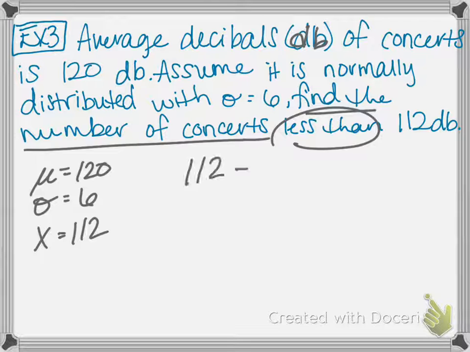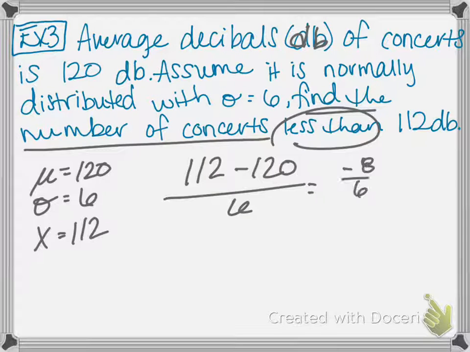So it'd be 112 minus 120 over 6. And I do the numerator first, 112 minus 120. That's going to give me a negative 8 divided by 6, which is going to give me a negative 1.33. Technically 3 repeating, but again, the z-score table only goes to 2 decimal places. So for you guys, you're going to go to the table. For me, I'm going to go to my calculator. I'm going to type in my lower bound, which is negative infinity, and my upper bound is negative 1.33. And then I press enter a bunch of times.